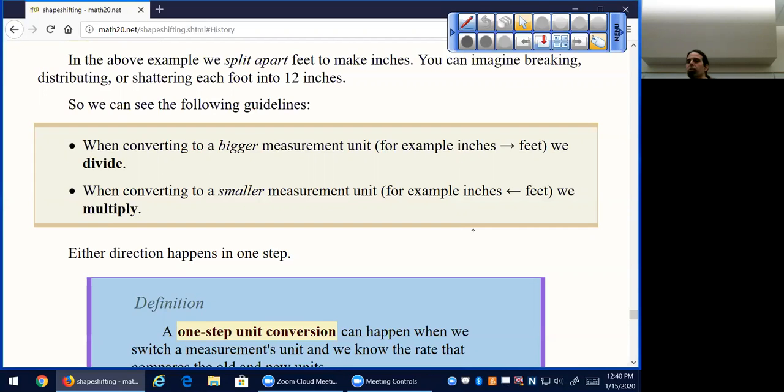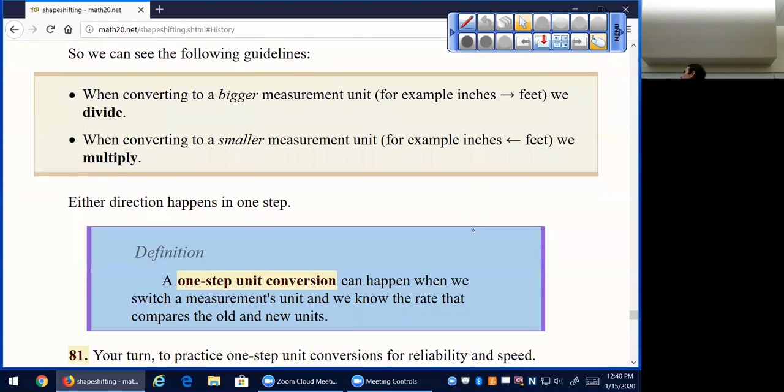I'm going to scroll down just a tiny bit. There we go. We'll call these one-step unit conversions because either way, whether we're multiplying or dividing, we can get to our answer in only one step. Quite a bit later in the term, we'll get to measurement conversions that aren't one step. It takes two or more steps. But for now, we're just doing the one-step ones.